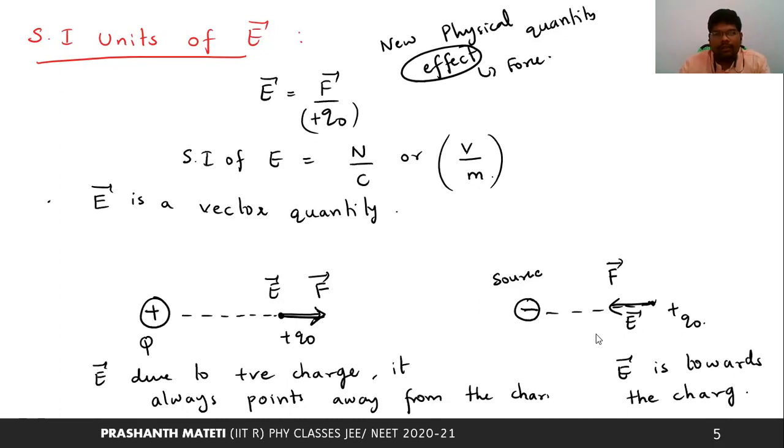Okay, so this is the thing we have to remember. What does a positive charge do? It will produce an electric field away from it. And what does a negative charge do? It will produce an electric field towards it. So that's what is happening here.